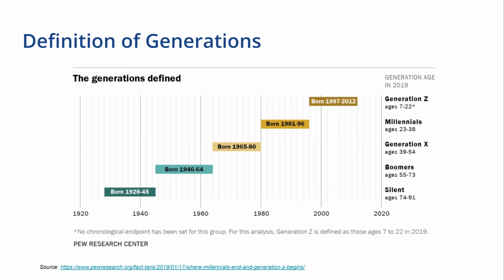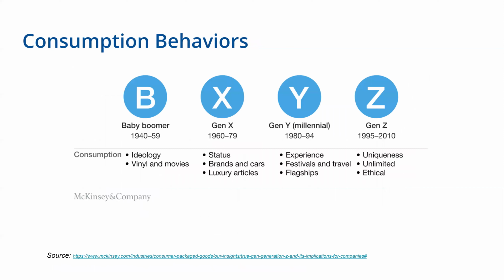Let's talk about some of the things that define the consumption within each group of generations. I'm not going to read this whole slide to you. Rather, I want to discuss some of the findings on Generation Z. The most impactful, I think, for us today is the way that Generation Z chooses which products to consume.